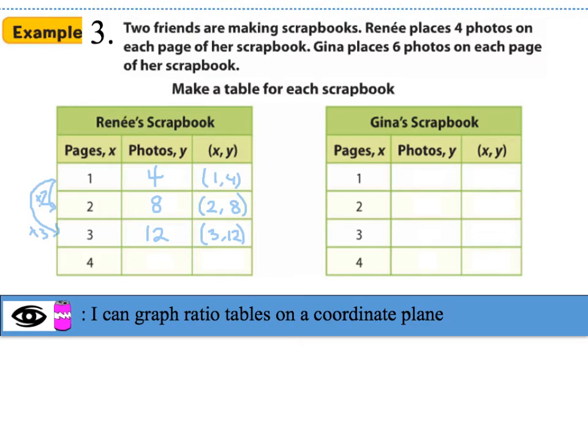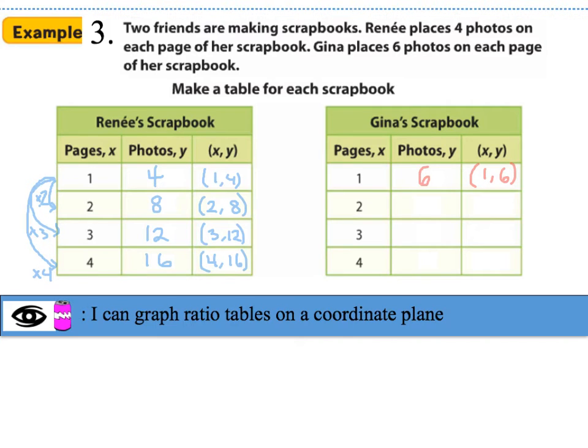And we can go ahead and scale it again, scale forward. Let's multiply it by 4. And on 4 pages, she would have 16 photos, and her ordered pairs would be 4, 16. Now on the right-hand side, let's talk about Gina's scrapbook. On 1 page, she's going to have 6 photos, and her ordered pair would be 1, 6.